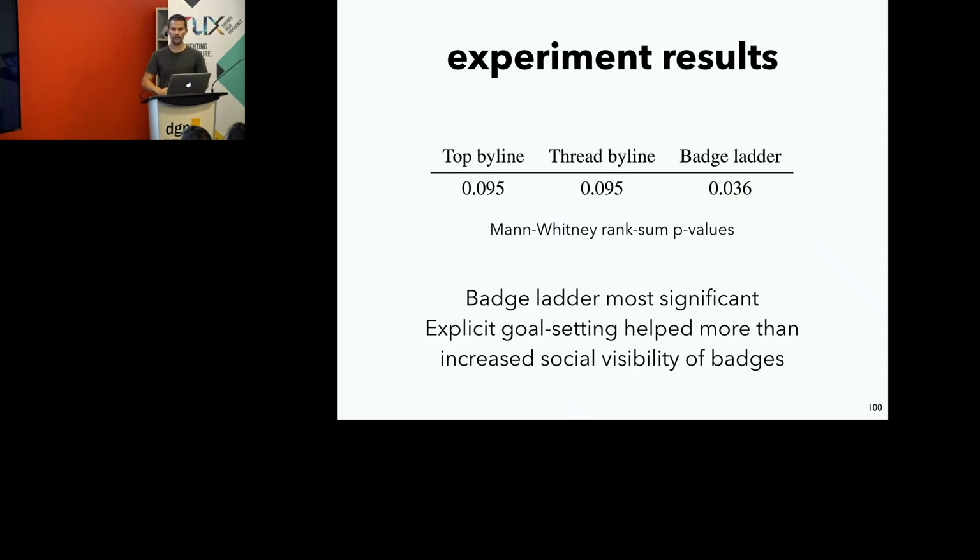And so the results, actually, all of them were somewhat significant. We didn't have tons of users. We didn't have a lot of power. But the badge ladder variant was the strongest one. So it turned out that just explicit goal setting here helped more than increasing the social visibility of badges. But I think the most important thing is that varying the saliency of badges actually had an effect on how powerful they were.